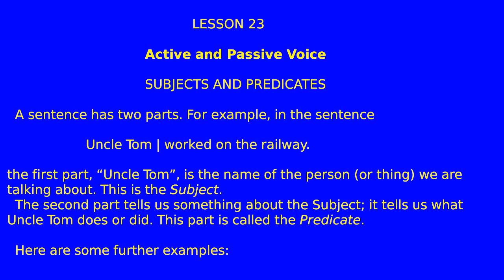Lesson 23. Active and passive voice. Subjects and predicates. A sentence has two parts. For example, in the sentence, Uncle Tom worked on the railway, the first part, Uncle Tom, is the name of the person or thing we are talking about. This is the subject. The second part tells us something about the subject. It tells us what Uncle Tom does or did. This part is called the predicate. Here are some further examples.